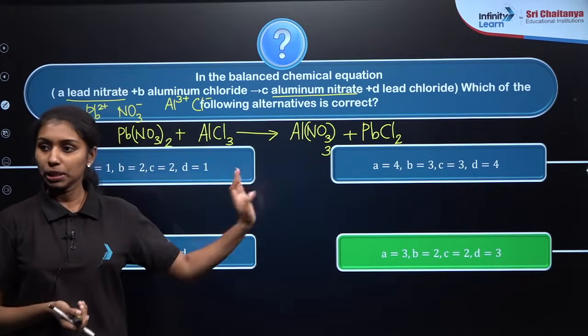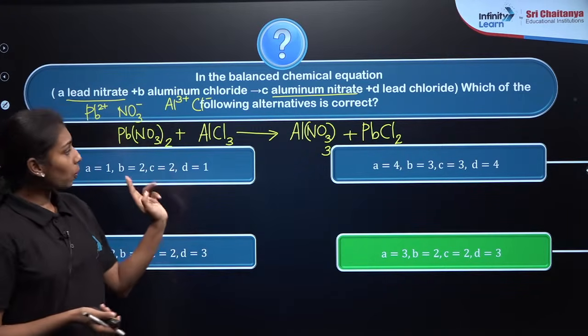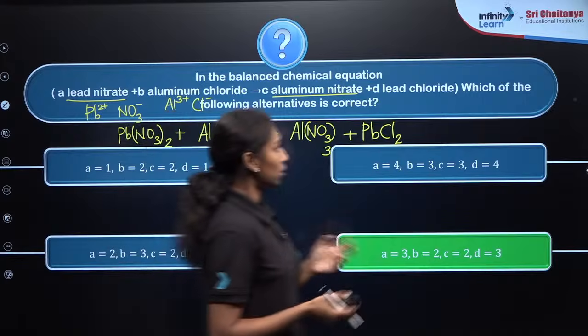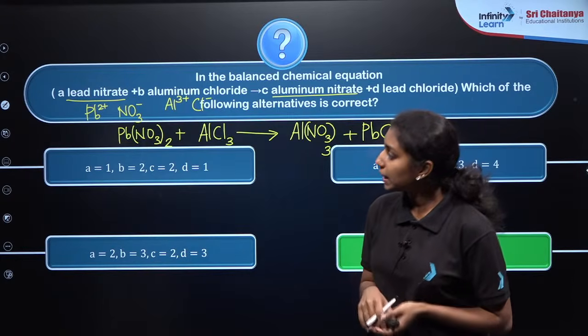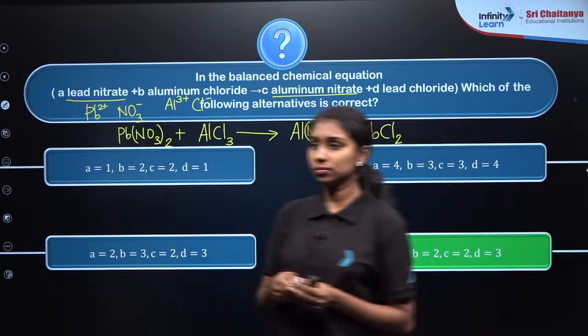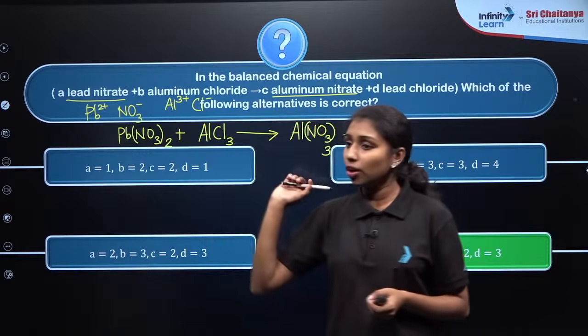Durgesh, which point do you want me to repeat? How to write the chemical formula, right? Lead nitrate or aluminum chloride?